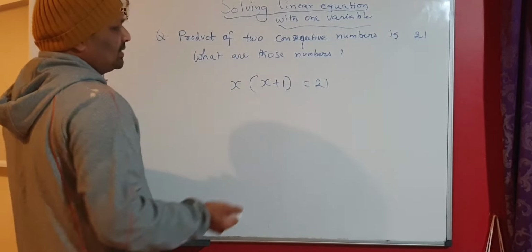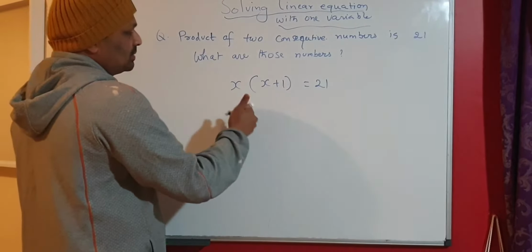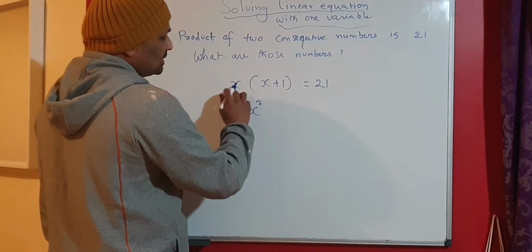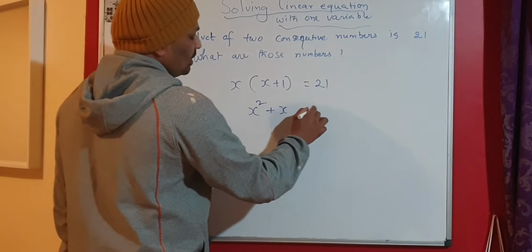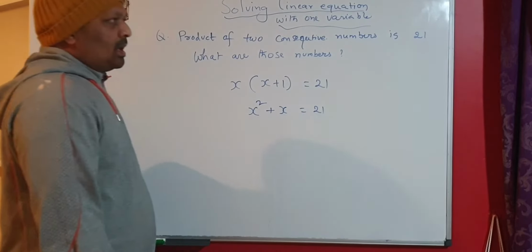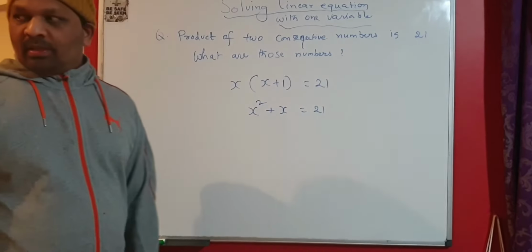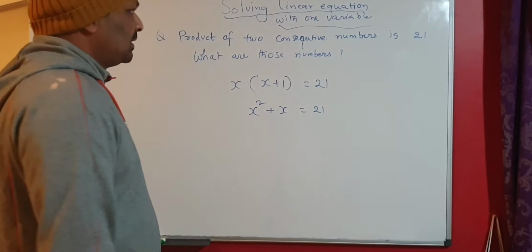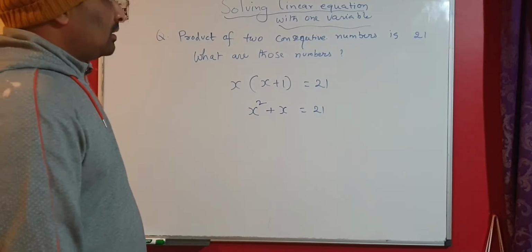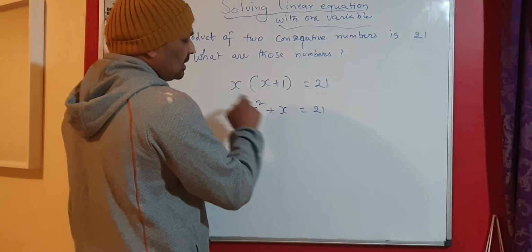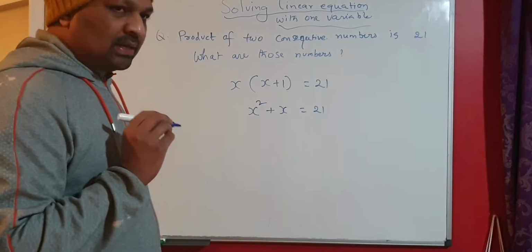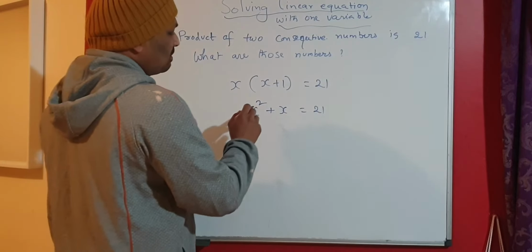Okay. So when I further expand this one, on the left side you will get x into x, x square, plus x into 1, x, equal to 21. Now, is it a linear equation with one variable? Of course it has one variable because there is only x. But is this a linear equation? Because what is the maximum power of x?